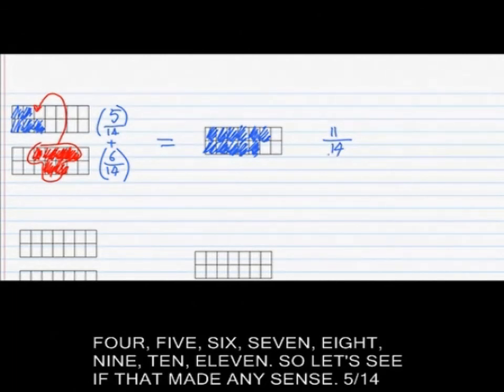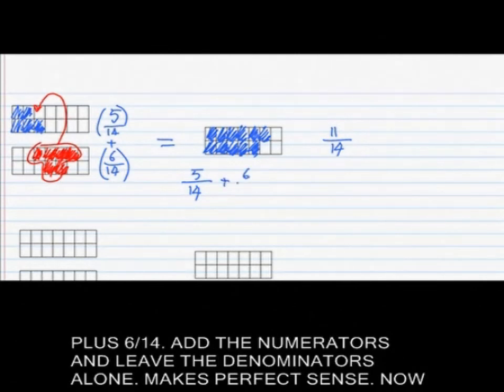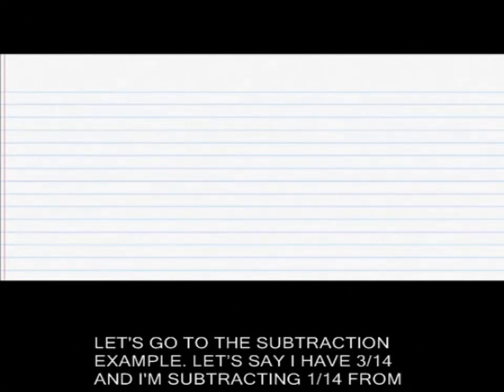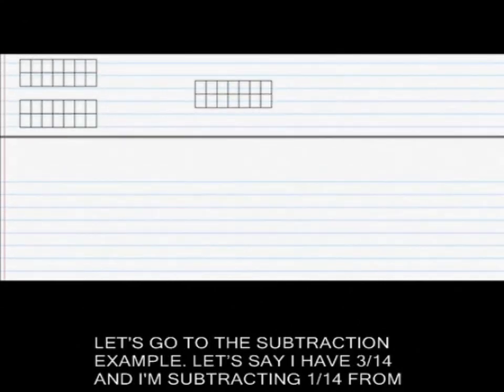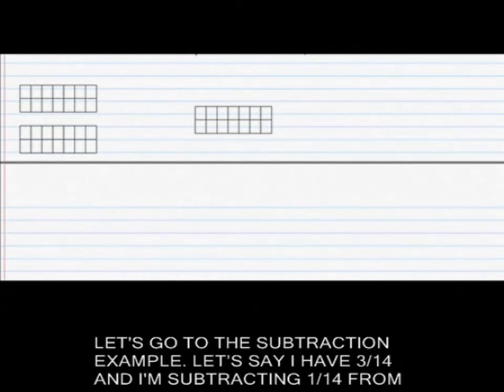So let's see if that made any sense. 5 14ths plus 6 14ths. Add the numerators and leave the denominators alone. Makes perfect sense. Now let's go to the subtraction example. Let's say I have 3 14ths and I'm subtracting 1 14th from it.